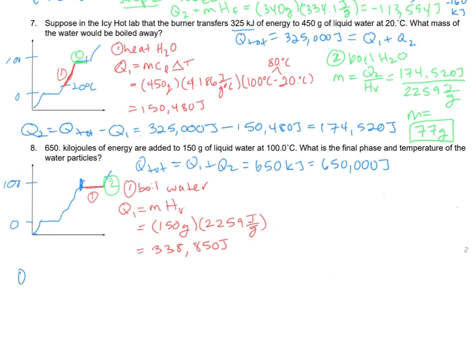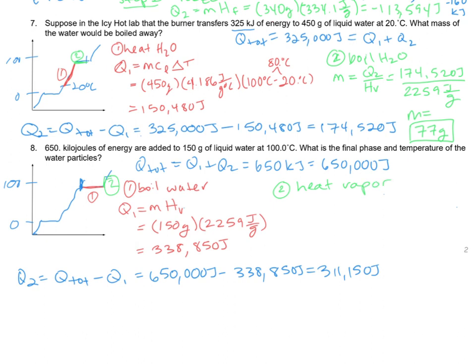So Q2 is going to be the total energy minus Q1. So the total energy was 650,000 minus Q1, which is 338,850, which gives us 311,150 joules left to heat up our water. So that's going to be our step 2. This time it's going to be heating our water vapor.